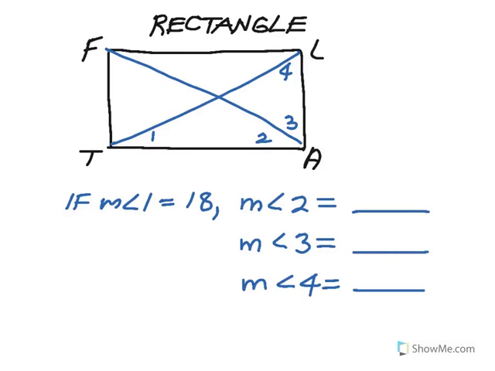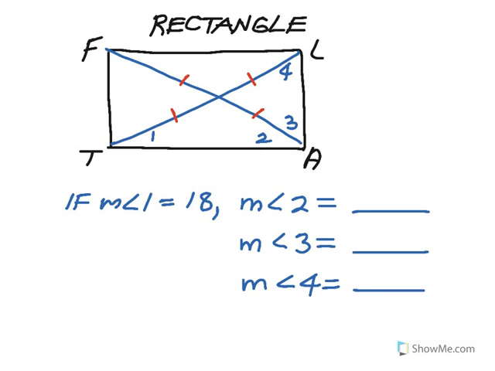Well, the thing about a rectangle, because these diagonals are the same length as each other and they bisect each other, we have all the vertical angles congruent in the middle. We have isosceles triangles. The rectangle is divided by the diagonals into 4 little isosceles triangles.